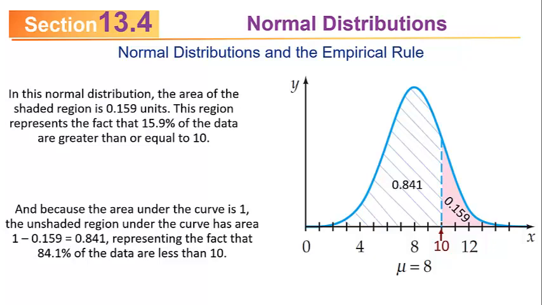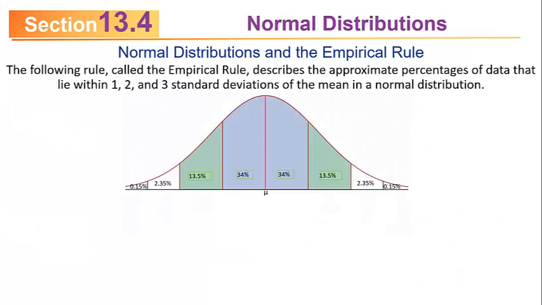Remember, the total area of the curve adds up to 1, so those two numbers have to add up to 1. The following rule, called the Empirical Rule, describes the approximate percentages of data that lie within 1, 2, and 3 standard deviations of the mean in a normal distribution. This is just a device that helps us get a ballpark answer for some common type problems.